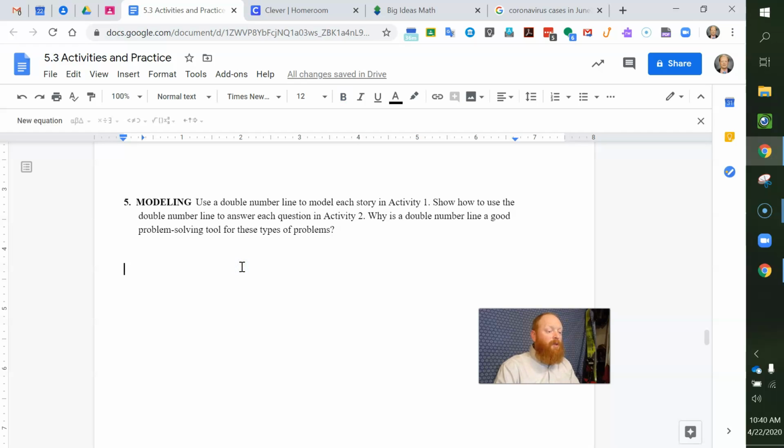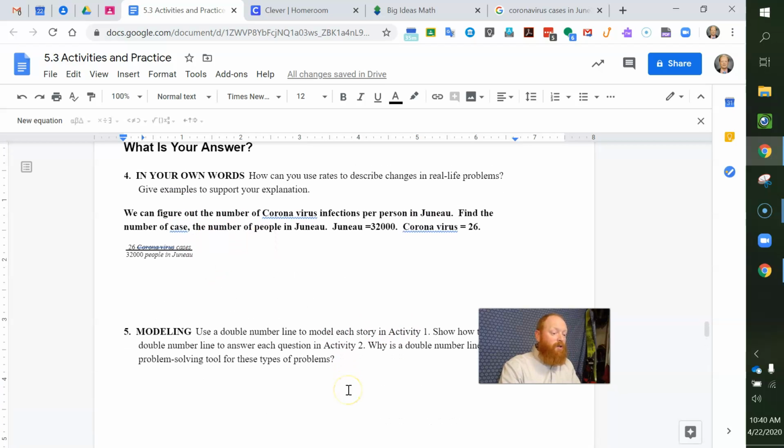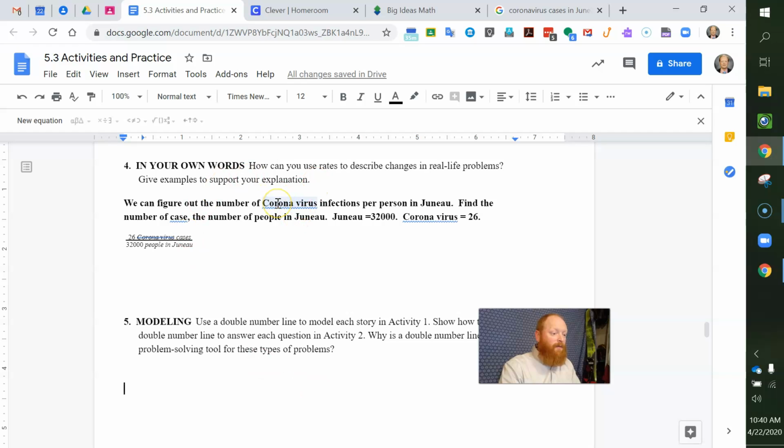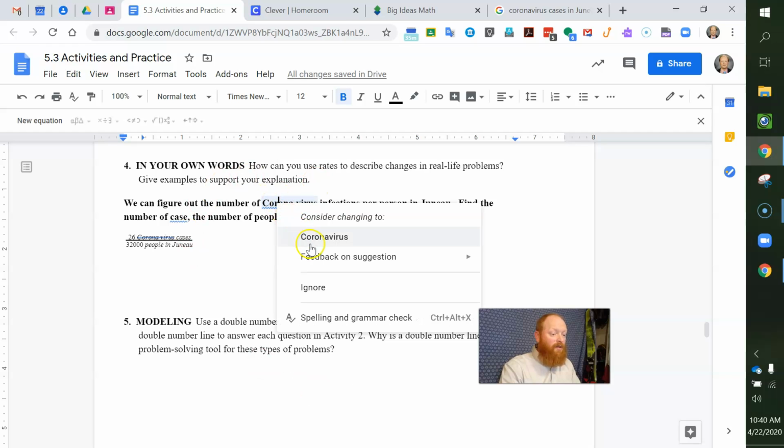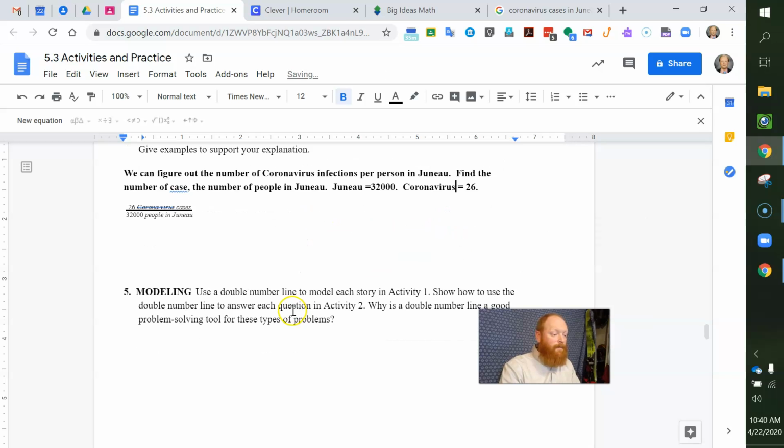Modeling. Use the double number line to model each story in Activity 1. Show how to use the double number line in each question Activity 2. Why is a double number line a good problem-solving tool for these types of problems? So I'm going to shorten this for us. We're not going to do each story in Activity 1. We're going to do it using coronavirus cases. Coronavirus is how it wants it to be spelled, huh? All right, fine. Doesn't want me to change that.